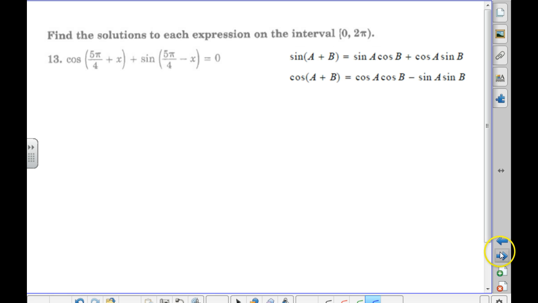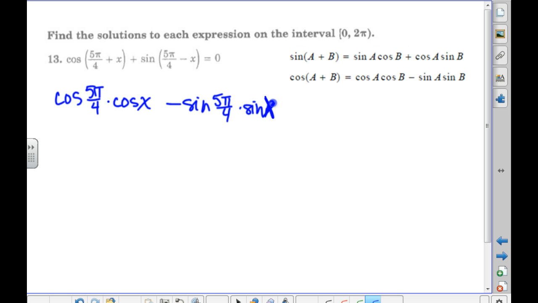How much time do we have? Okay, 13 or 14, pick one. 13 or 14, which one would you like to do together? 13, okay. We need to expand this mess. Cosine A plus B becomes cosine of A times cosine of B minus sine of A times sine of B, which is x, sorry. Okay, all of this is equivalent to this mess down here.